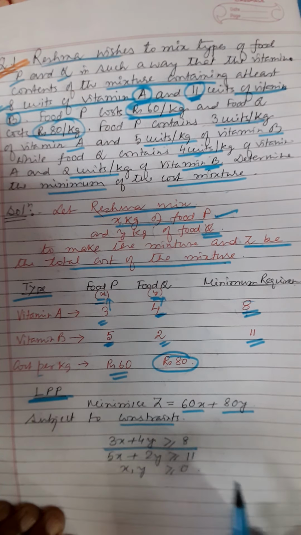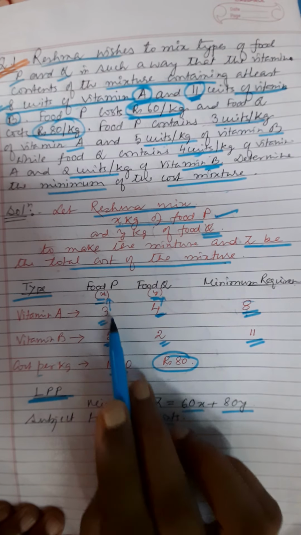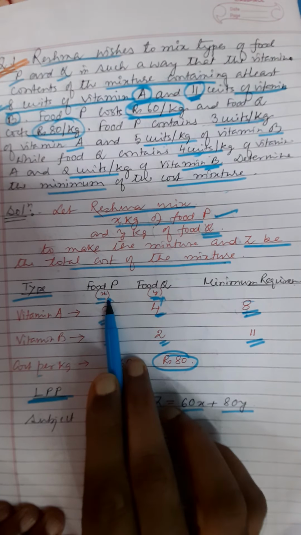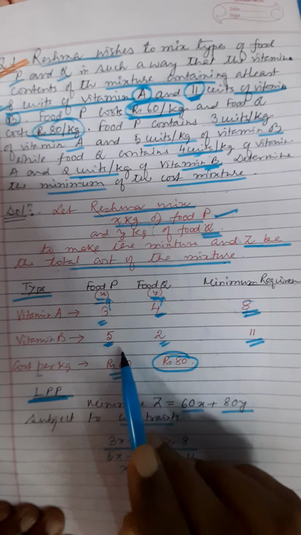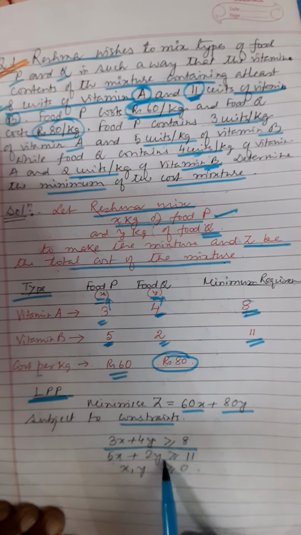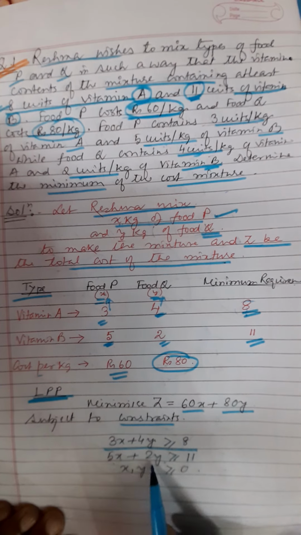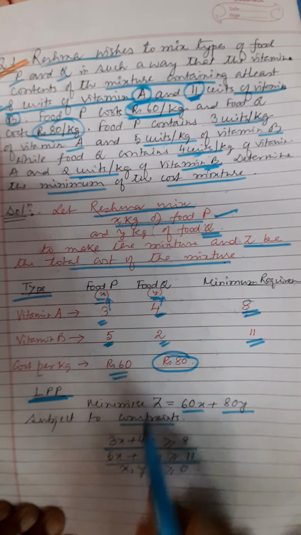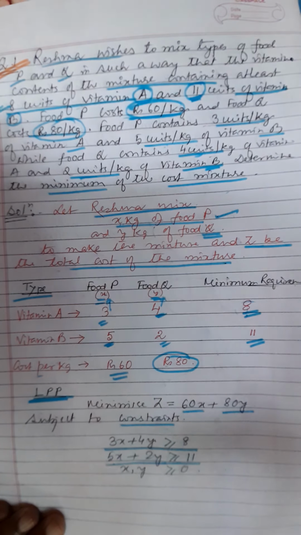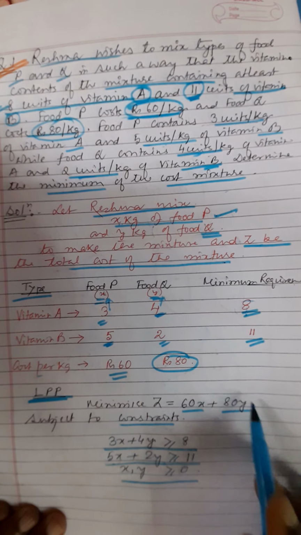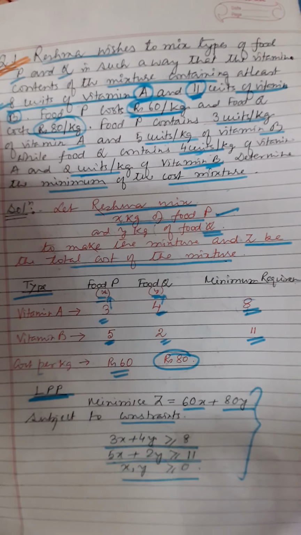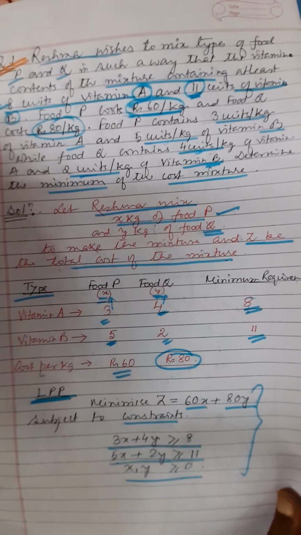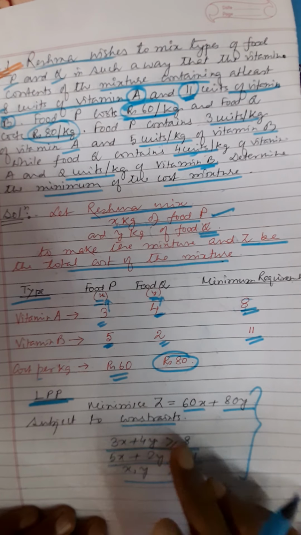This is the first constraint. The second constraint: 5 into x for vitamin B in food P, and 2 into y for vitamin B in food Q, so 5x plus 2y is at least 11. So 5x plus 2y greater than or equal to 11. And x and y, the kilograms we use, are always positive, so x, y greater than or equal to 0. This is the main thing. If we can make it, then it is easy to solve. So first we have to make the LPP. Our LPP is finished. Now we have to draw the graph of the constraints.